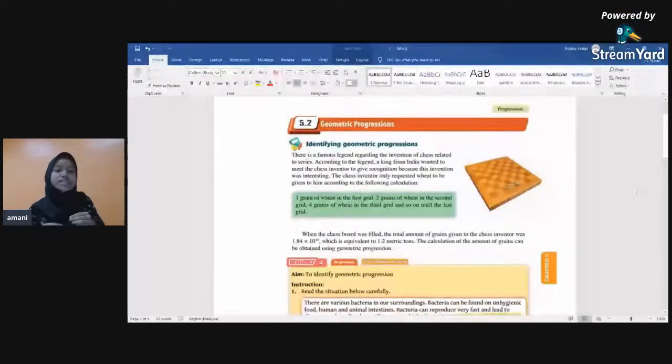For example, the sequence of 2, 4, 8, and 16 is a geometric sequence with a common ratio of 2. So the common ratio is the multiplier between each number. For example, 2 multiplied by 2 is 4, 4 multiplied by 2 is 8, 8 multiplied by 2 is 16, and so on. So the common ratio of this sequence is 2. We can find the common ratio of a geometric progression by finding the ratio between any two adjacent numbers. Now let's look at inquiry 4.